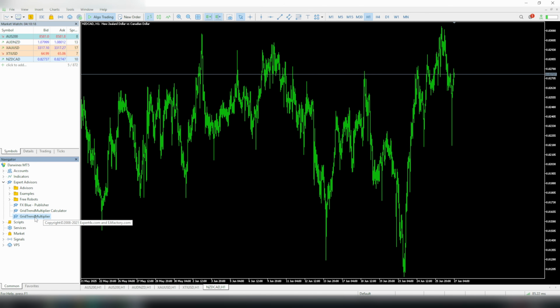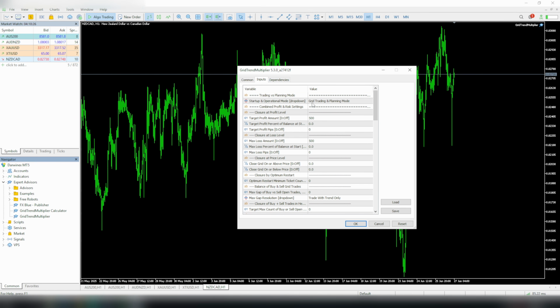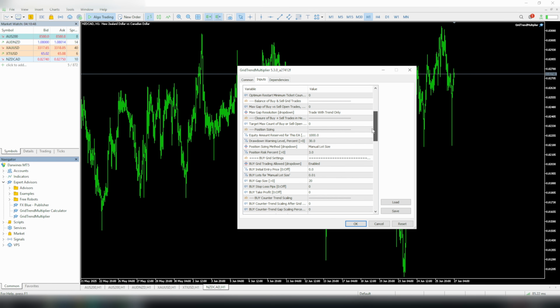I'm going to drag the Grid Trend Multiplier onto the chart. And before I start trading, I want to plan out my trades. So instead of grid trading, I'm going to switch to planning mode only. I want to take profit at $1,000, and I want a max loss of $1,000. And we want a grid. Do I want buys and sells? Yes, let's go with buys and sells.